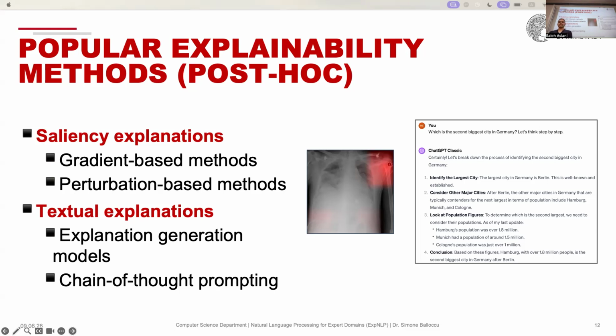But other than saliency explanations, we also have textual explanations, where we can ask the model to generate an explanation alongside its prediction. And we can also use chain of thought prompting, where we provide a little bit of reasoning in the prompt, and the model follows the same structure in its answer and gives us some reasoning.